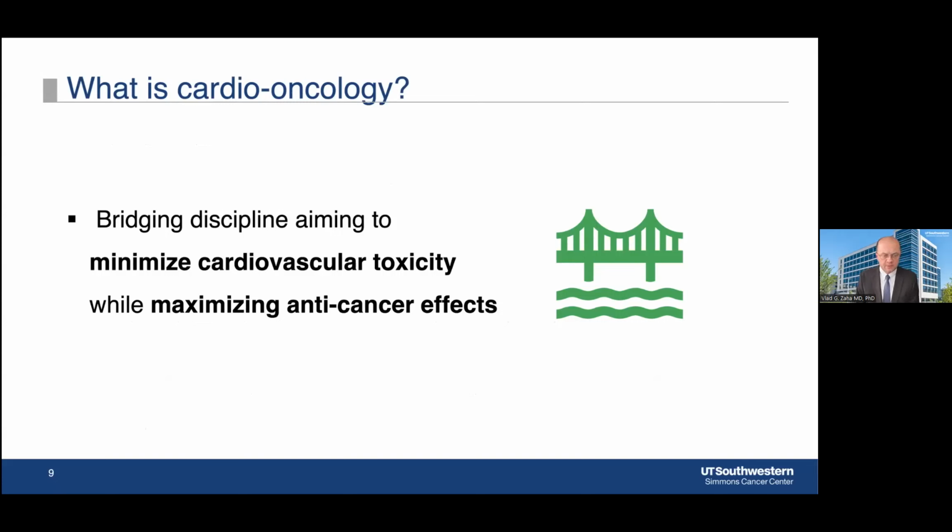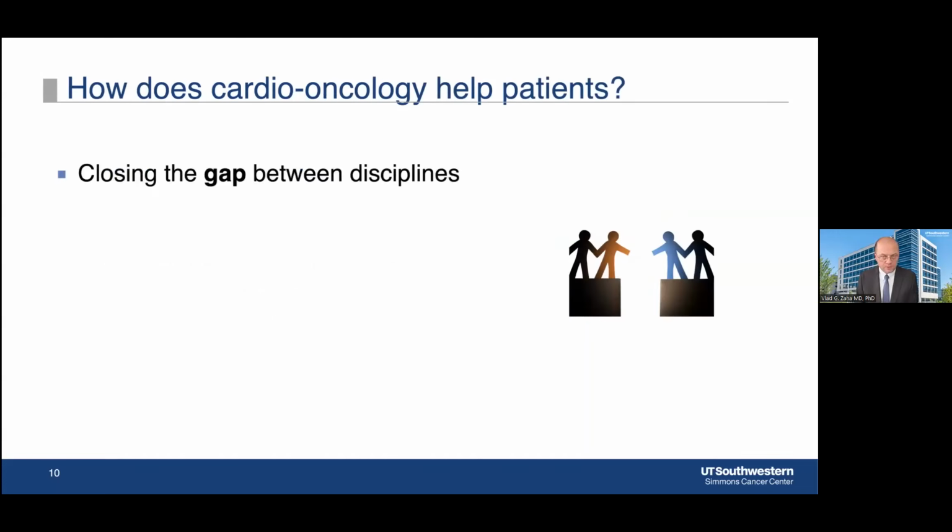Many times we are asked about this. What is this? Is the heart developing cancer, or what are we focusing on? Well, sometimes it is called cardio-oncology. Sometimes it is called oncocardiology. It is a bridging discipline that has as its main goal to minimize the cardiovascular toxicity while maximizing anti-cancer effects. So what we do, we help the hematologists and oncologists to use the medications in the safest way to maximize the anti-cancer benefit. And how do we do this?